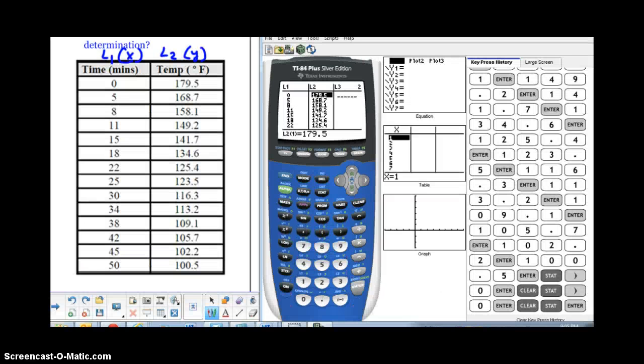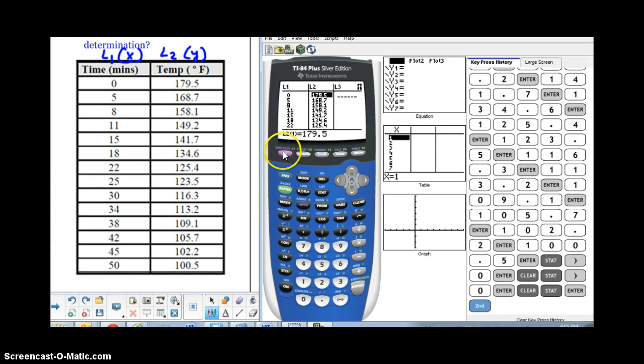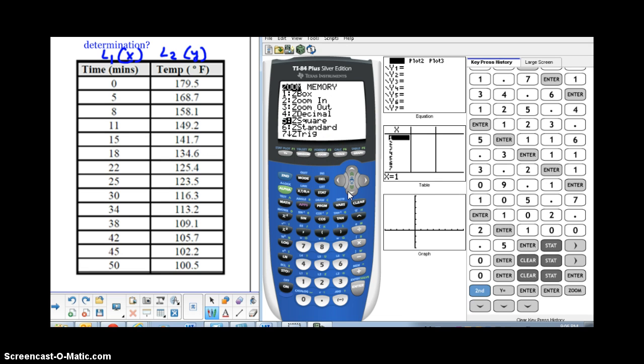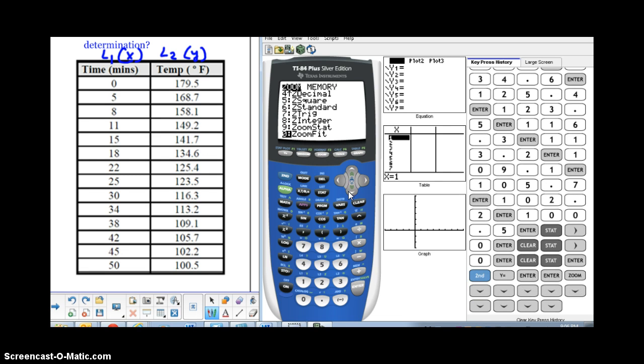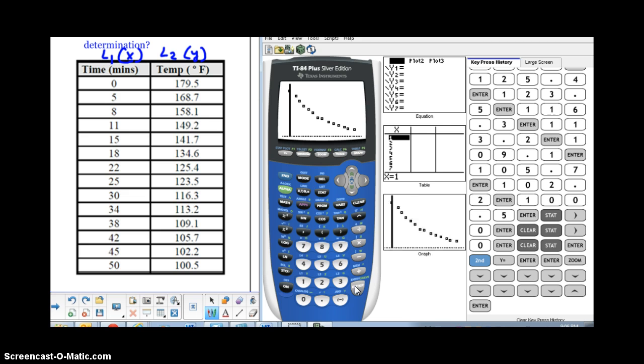Okay, so after you inputted the data, then you're going to run the regression model they said. And before we did that, in case they didn't tell you which one, remember to see the graph, you hit second Y equals, and then enter to turn on the stat plot, and then zoom number 9 for zoom stat to see what the graph looks like. And that does look like exponential decay.